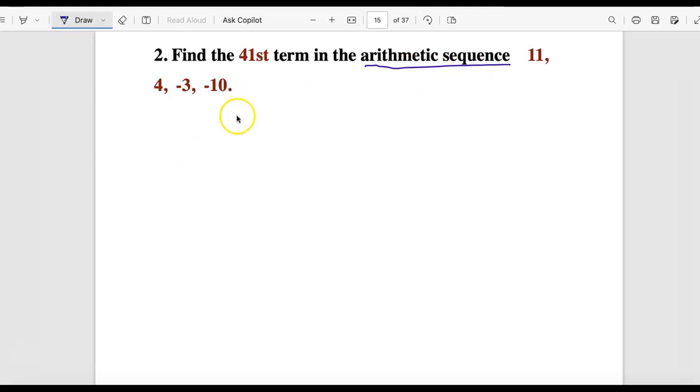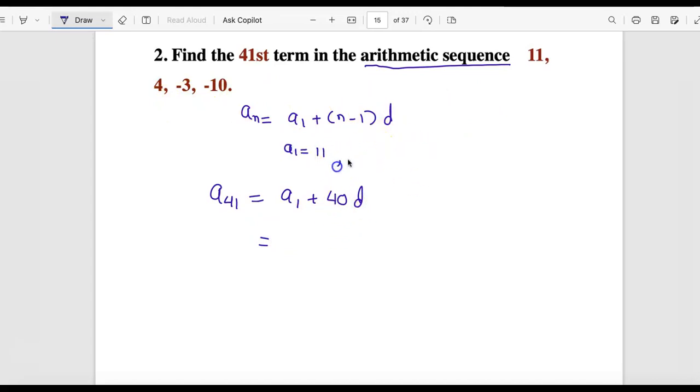Okay, so first of all, let's write our general formula. The reason why I write the general formula, and you should do the same thing, is because it helps us in memorizing. Since we have to find the 41st, it is a1 plus what? Now you all know by now it's 40d. What is the value of a1? In this case, your a1 is your first term. That's 11. What about your d?